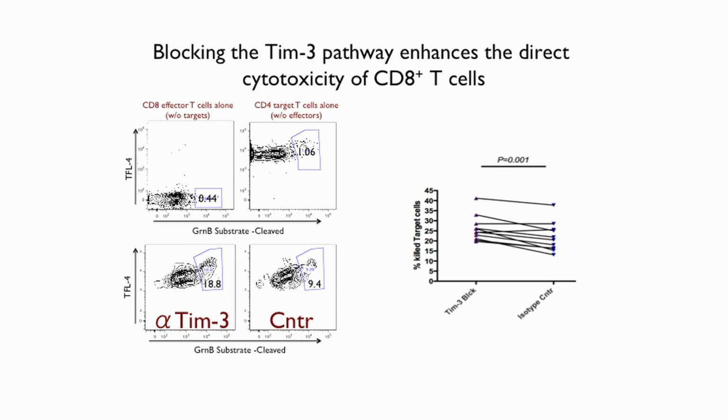Another way of determining cytotoxicity is looking at granzyme function. There's an assay where you add a substrate, and when granzyme is released and affects the substrate, it fluoresces. In this one patient, you can see that when you add TIM3 antibody and co-culture CD8 T cells with CD4 targets that have this granzyme substrate and are transfected with HIV GAG, blocking TIM3 enhances the ability to cleave the granzyme substrate.